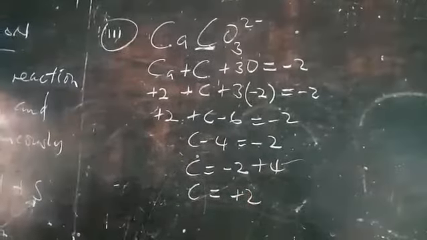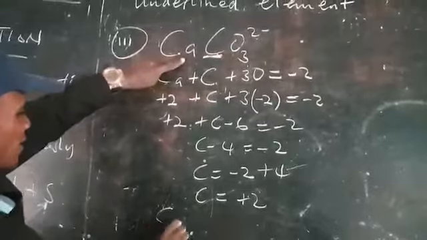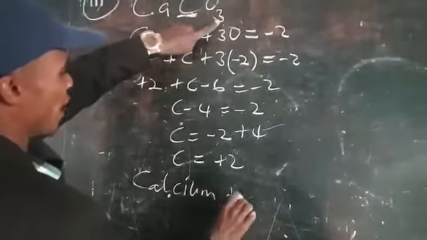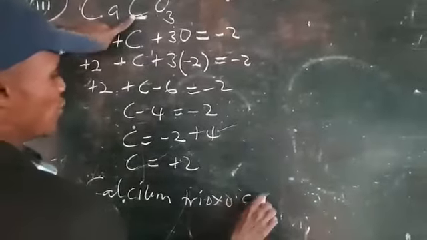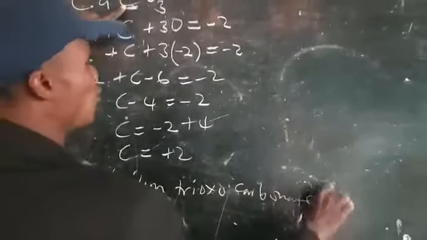So when I want to name that, I will say calcium. Calcium is here. Oxygen, there are 3 of them, becomes triozo. Calcium triozo, carbonate for carbon. Calcium triozo carbonate. Now we got 2 here, so we put 2 in brackets.